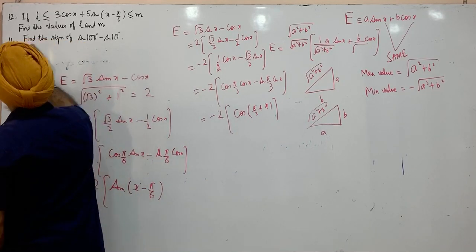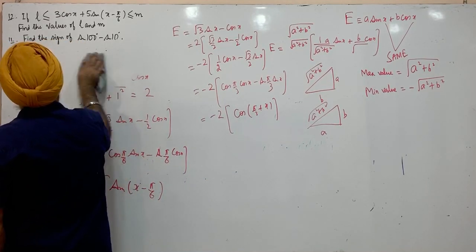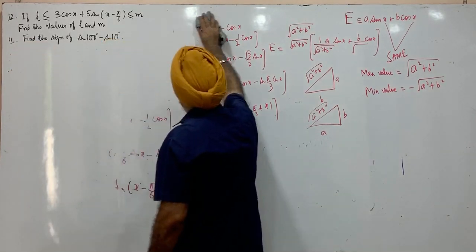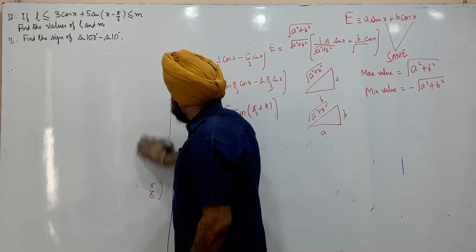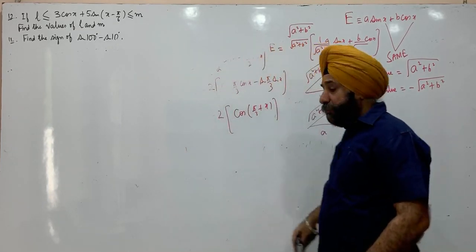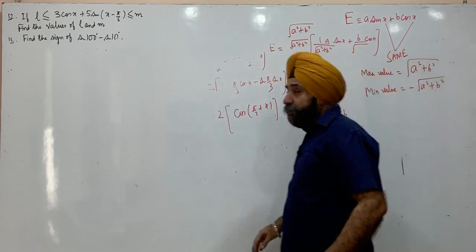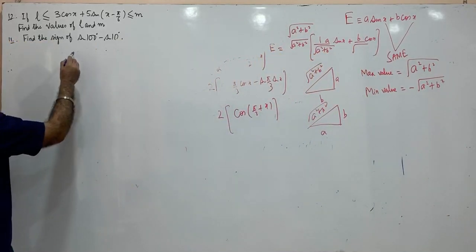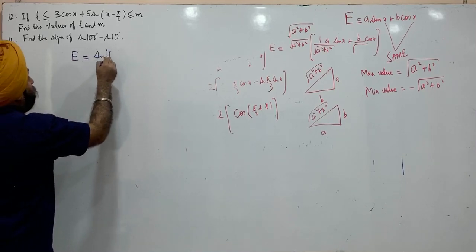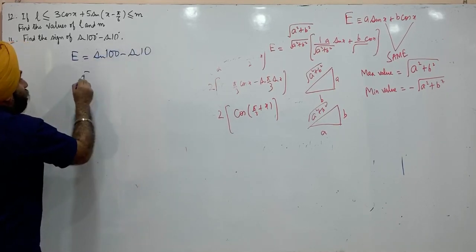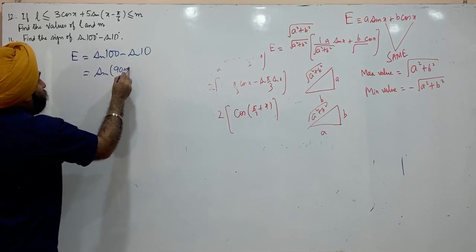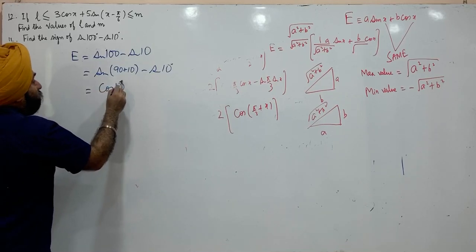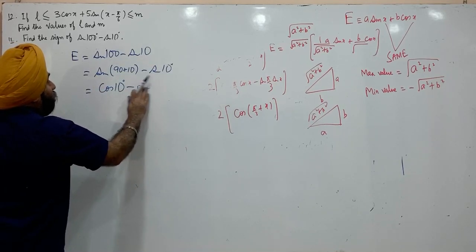The next one is we have to find sine of 100 minus sine of 10. We have to tell whether this expression is positive or negative. So 100 degrees is an allied angle. We can write sine of 100 minus sine of 10 as sine of 90 plus 10 minus sine of 10. This is cos of 10 minus sine of 10.